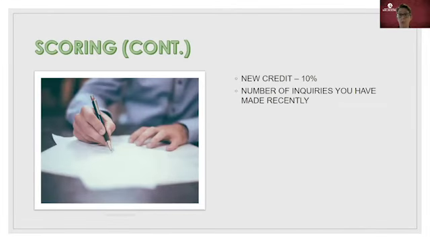Okay, next, new credit. So number of inquiries that you've made lately. These inquiries will stay on your credit for about a year. If you make several inquiries all at once, then these will look bad on your credit report. So just be careful that you're not trying to open a bunch of accounts all at one time, because that will be 10% of your score.